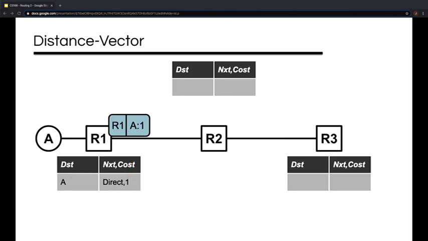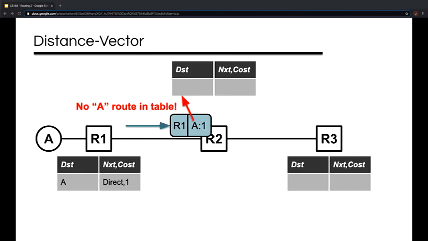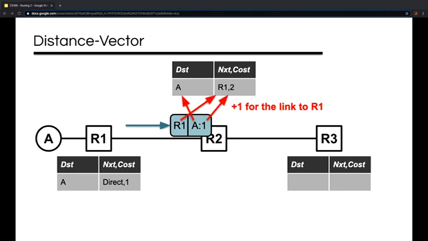All right, so it's going to send that packet to R2. R2 looks at it and says, this is a route for the destination A. It doesn't have a row for A. What's it do? Creates one, right? And so now it's got to figure out what the next hop and the cost is. So what's the next hop? R1. And what's the cost? 2, right? It's 1 from the packet and then 1 for that link that it came in on.